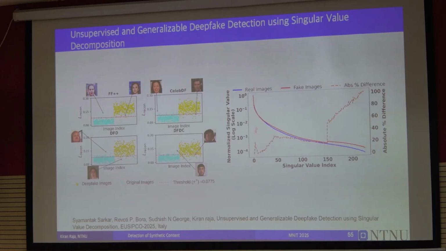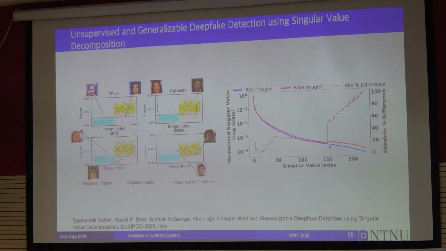You see that the absolute difference between the real image and the synthetic image is so low, and at some point of time it starts shooting up. The performance, the percentage becomes more and more. So which tells that the singular value indices which are above 150 can be helpful in detecting the synthetic content.